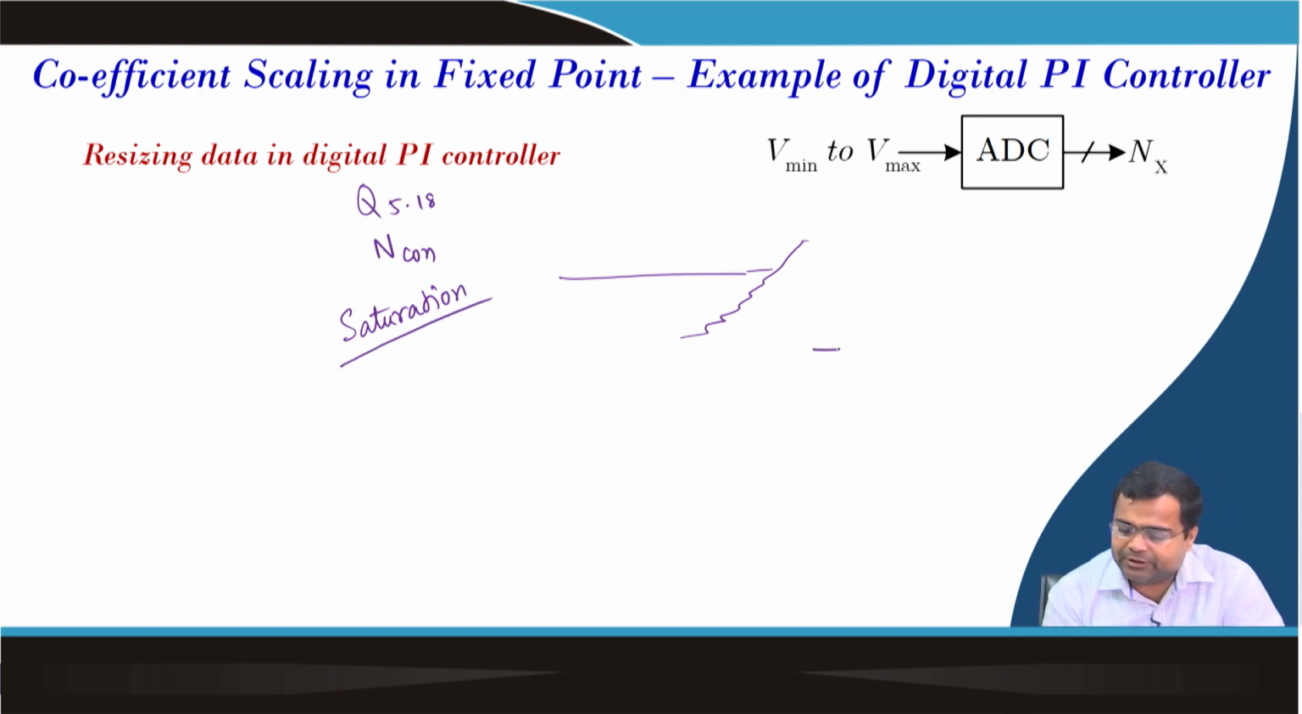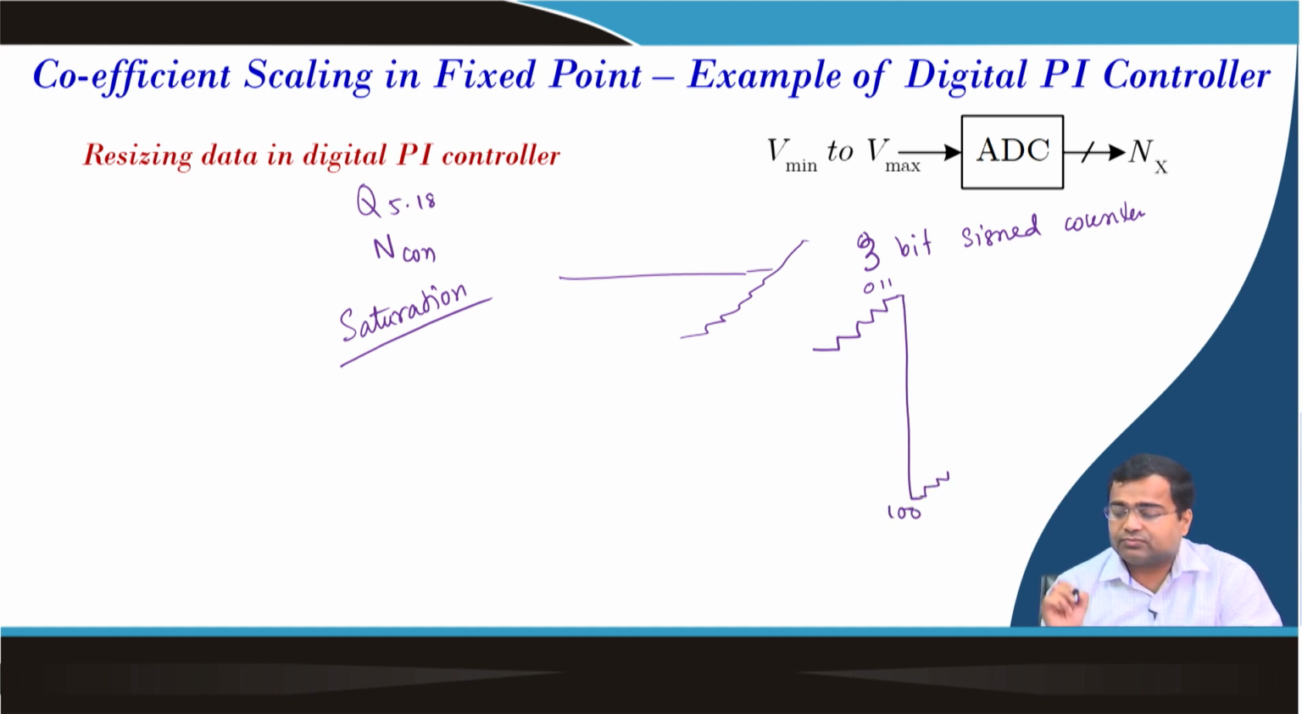If you take a counter, let us say a 3-bit signed counter, what will happen? If it reaches 0 followed by all 1s, the next increment will give 1 followed by all 0s. This is a wrapping error, and that can cause a huge problem in your controller. So you have to be very careful. We can put a limit here so that it does not exceed. Similarly for the controller, you need to put a limit.